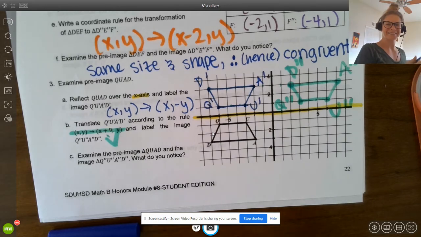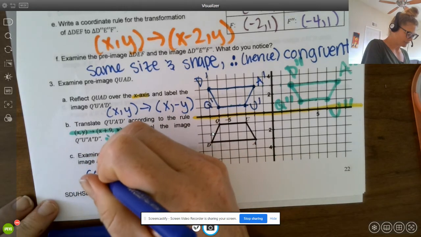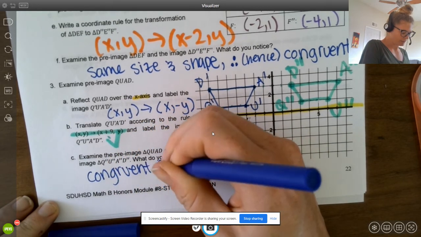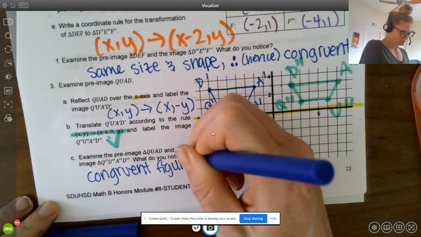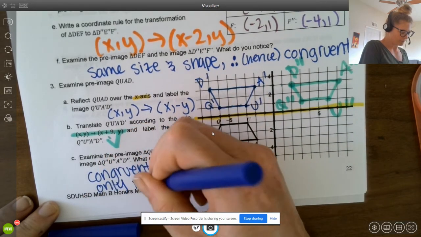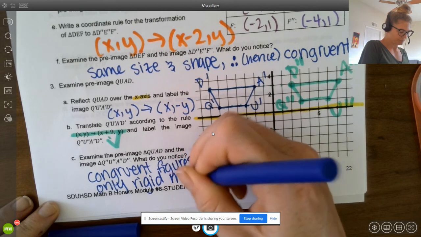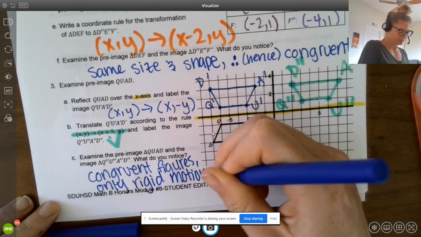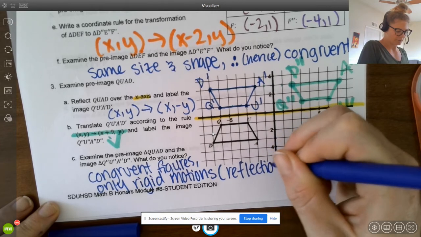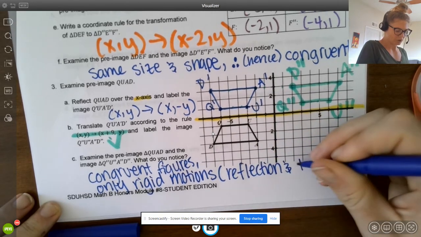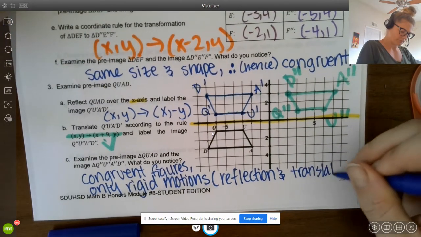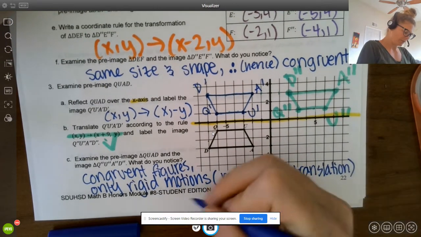Examine. What do you notice? Like I said, congruent figures. Only rigid motions. Reflection and translation applied.